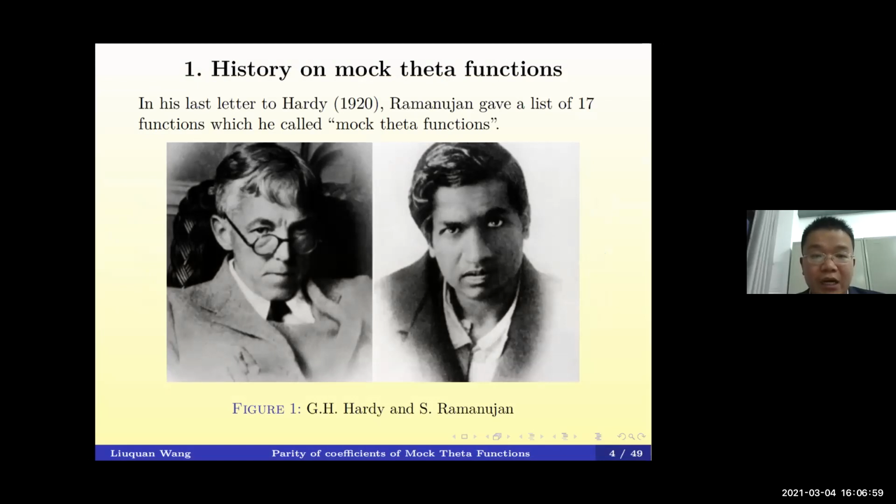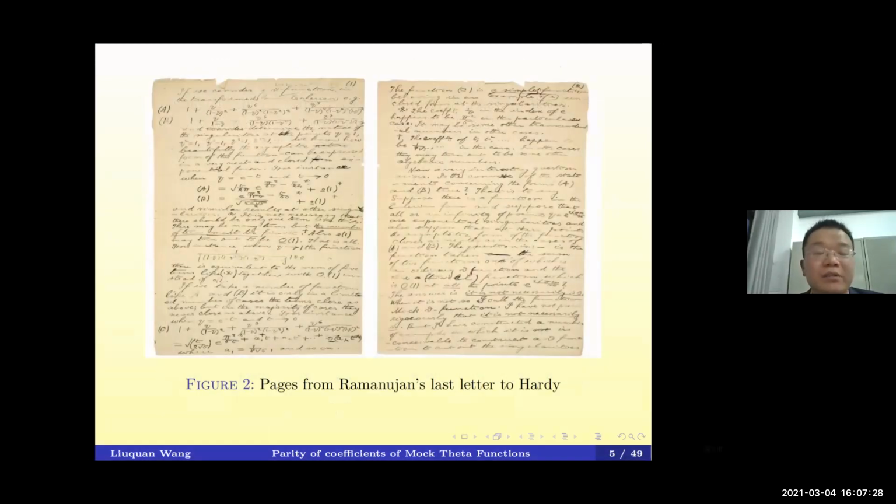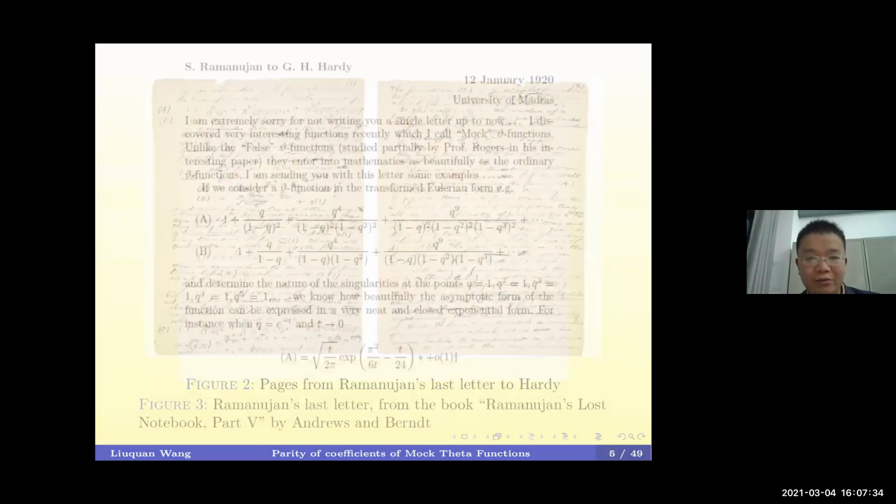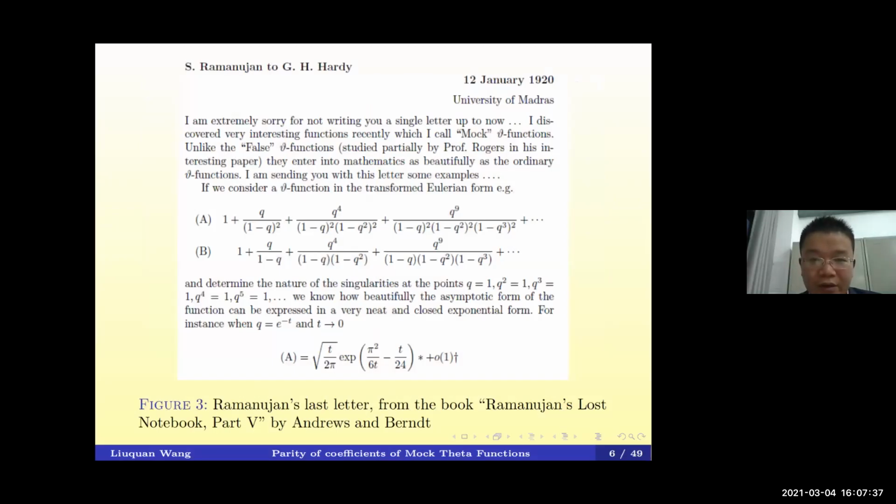Now we discuss the history of mock theta functions. As we know, they were introduced by the mathematician Ramanujan in his last letter to Hardy, in 1920. In that letter, Ramanujan gave a list of 70 functions which he called mock theta functions. Now I got 2 pictures from the network. The left side is Hardy, and the right side is Ramanujan. This is the handwritten letter, and of course we cannot see it clearly, so I use this version from the book of Andrews and Berndt, Ramanujan's Lost Notebook, Part 5, the last volume.